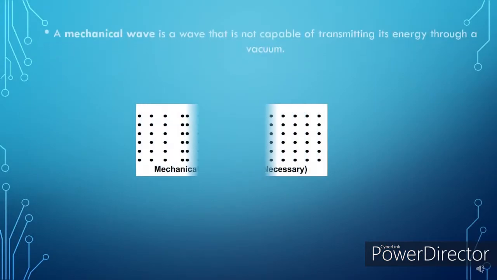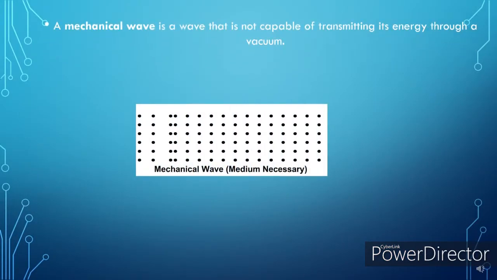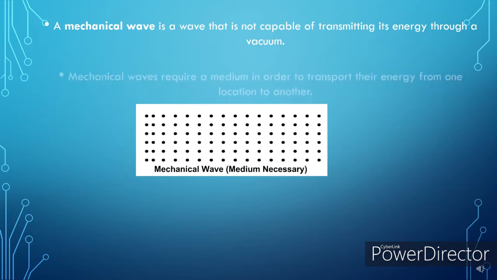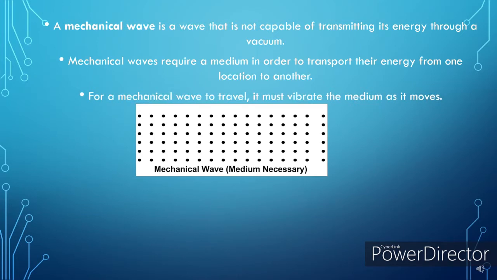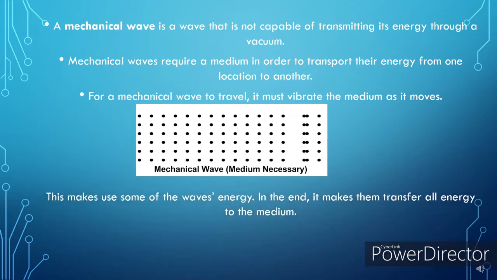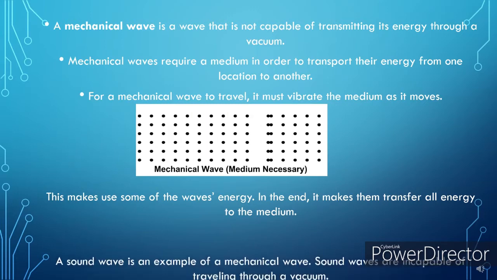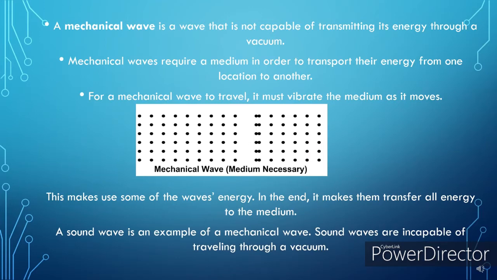A mechanical wave is a wave that is not capable of transmitting its energy through a vacuum. Mechanical waves require a medium in order to transport their energy from one location to another. For a mechanical wave to travel, it must vibrate the medium as it moves. This makes use of some of the wave's energy. In the end, it makes them transfer all the energy to the medium. A sound wave is an example of a mechanical wave. Sound waves are incapable of traveling through a vacuum.